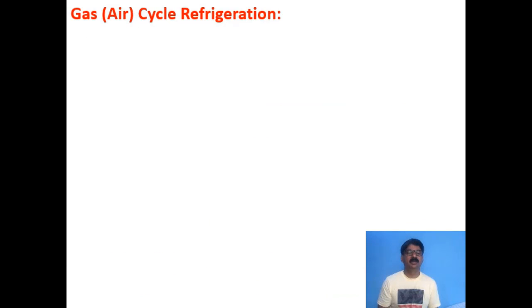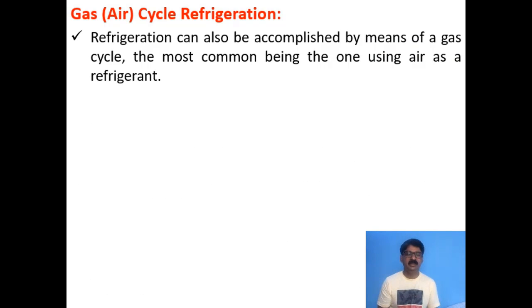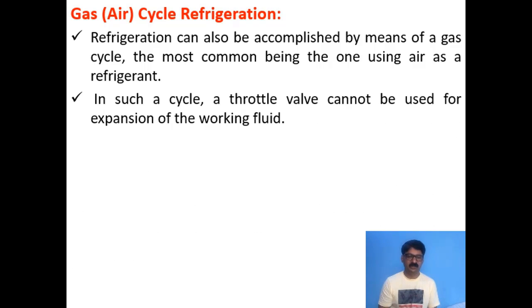Now we will continue with the refrigeration chapter. So we finished off discussing the vapor compression, both the ideal cycle as well as the actual cycle. Now we'll discuss the gas or the air cycle refrigeration. Refrigeration can also be accomplished by means of a gas cycle, the most common being the one using air as a refrigerant. Hence it is also called the air cycle refrigeration.